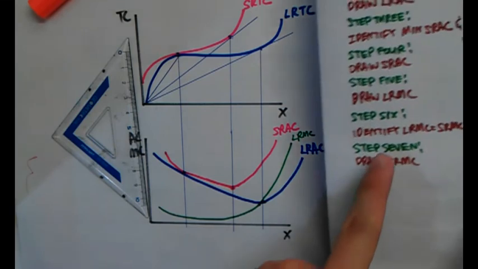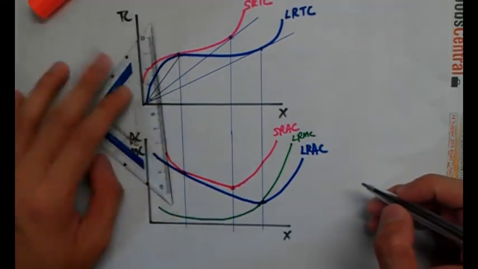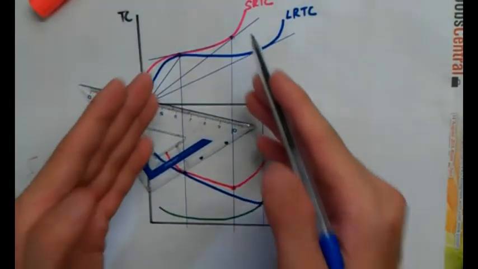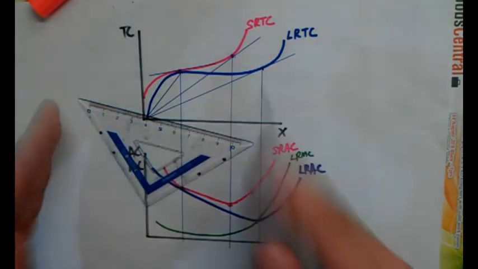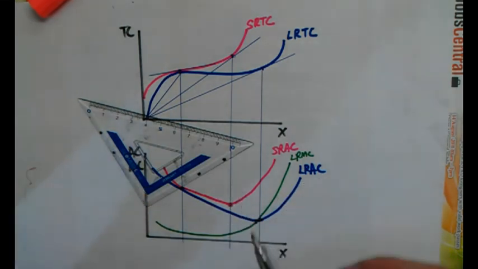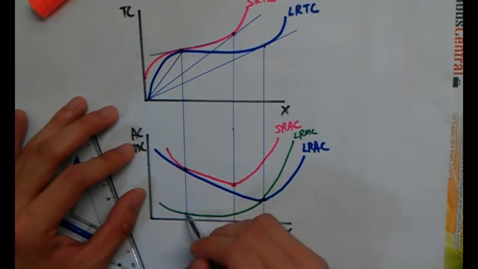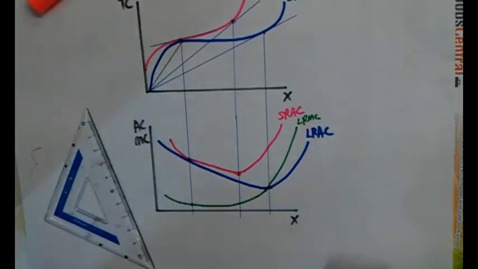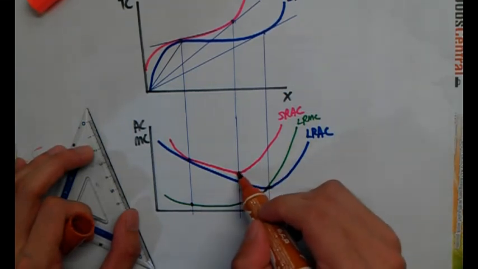Now we will identify where LRMC equals SRMC, and again it would be this point over here. Why? Because if I draw a tangent on this black point over here, the SRTC and the LRTC share the same tangent line, which means that the marginal cost is the same, and that is where your LRMC will meet the SRMC. So we now have one point of intersection over here. Where is the other one? It will be at the SRAC.